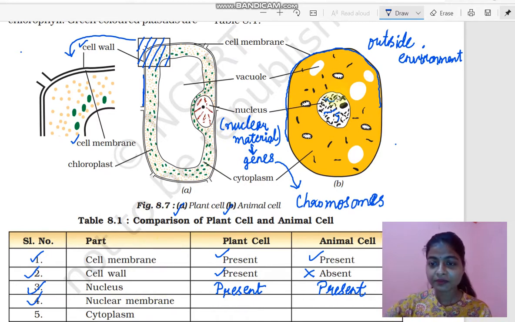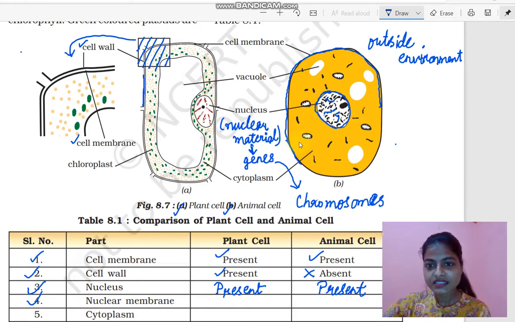Now move on to the next part, that is the fourth one, nuclear membrane. What is nuclear membrane? Similarly, as the cell membrane separates the content of the cell from its outer environment, the nuclear membrane, the membrane which I am underlining, separates the nuclear material from the cytoplasm or outside of the cell.